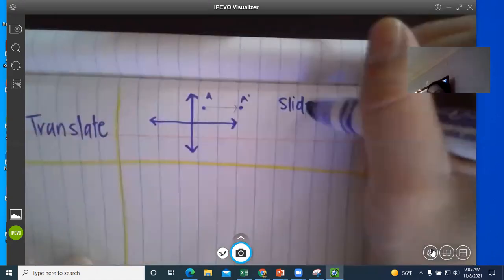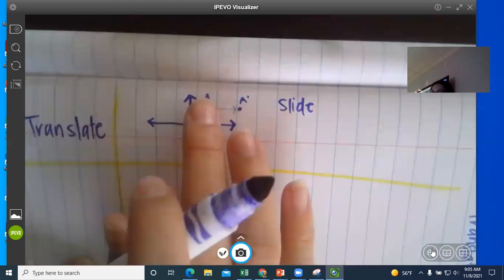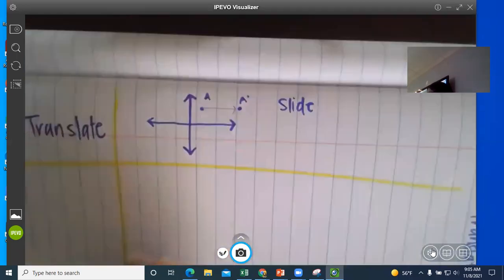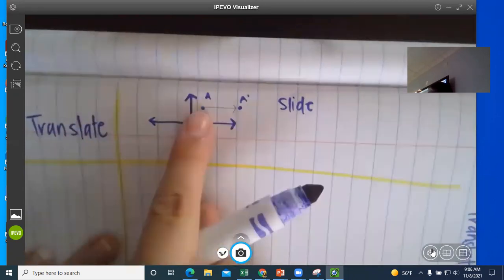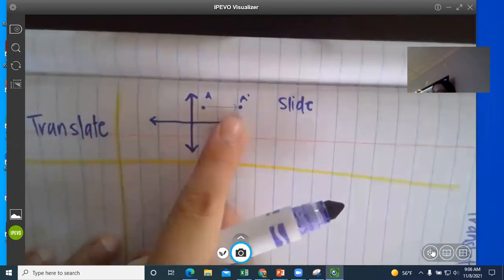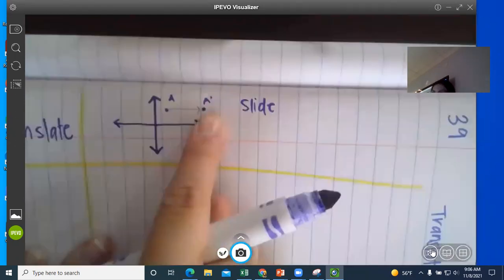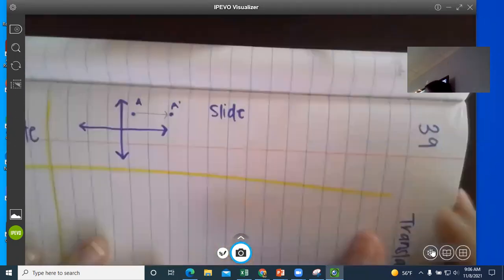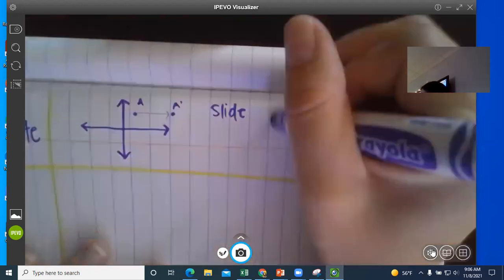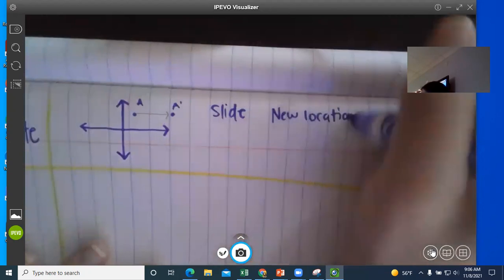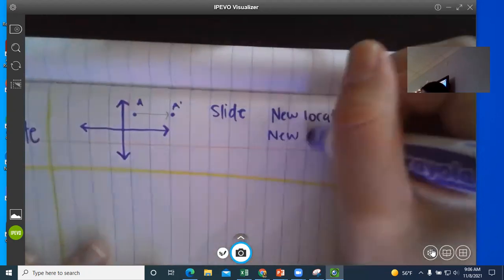Translate means to slide. We don't pick it up. It doesn't get bigger. It doesn't change what it becomes. It's still a point. Okay, we're just sliding it over. Translate means to slide. So when you slide it right here, this is going to be the new point A. It's in a new location. And it has new coordinate points.